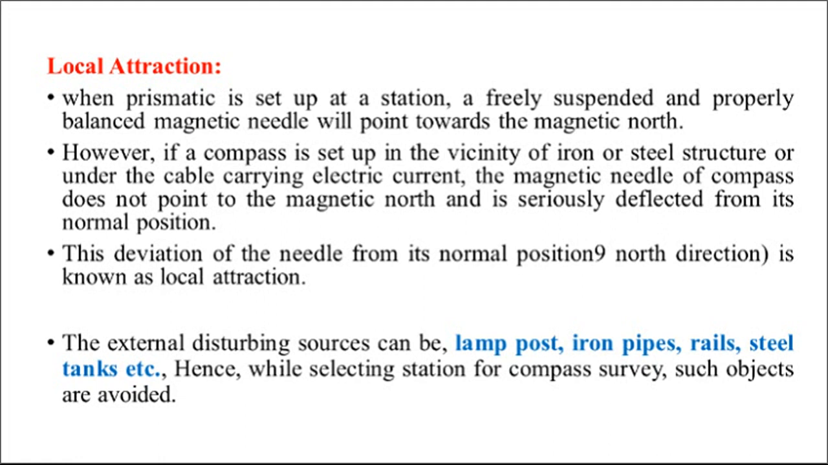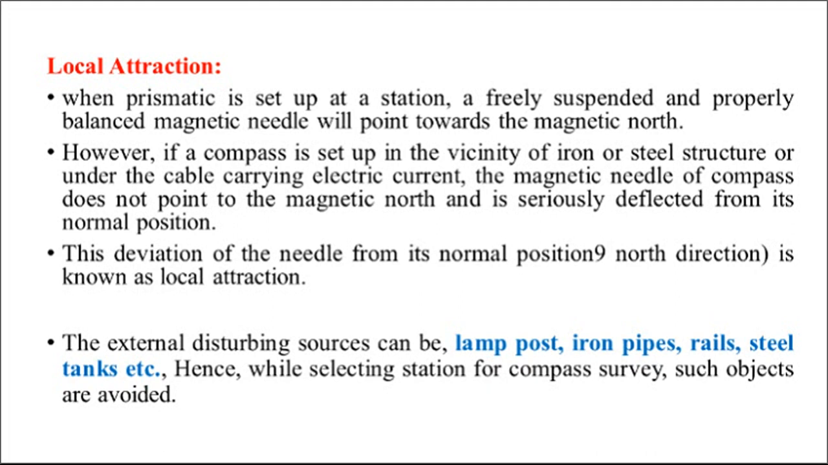compass is set up in the vicinity of iron or steel structure or under the cable carrying electric current, the magnetic needle of the compass does not point to the magnetic north and is affected or deflected from its normal position. This deflection or deviation of the needle from its normal position is known as local attraction.